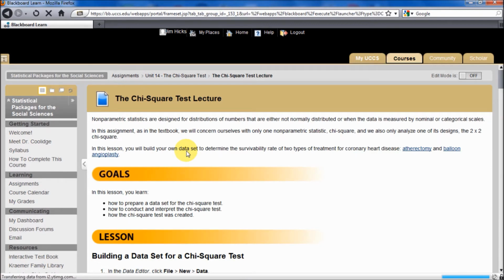We're going to use only one design here, and that's going to be the most popular design, a 2x2 chi-square. What we're going to do here is look at two different types of treatments. So you might consider this one independent variable: the two types of treatment for coronary heart disease, atherectomy and balloon angioplasty. Atherectomy, actually, you go in and you kind of roto-rooter out the plaque. And balloon angioplasty is you break the plaque up with a little balloon that's inserted in the artery. So one independent variable is the coronary heart disease treatment, either atherectomy or balloon angioplasty.